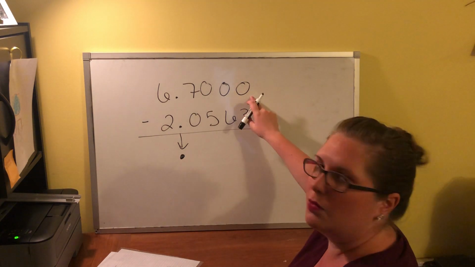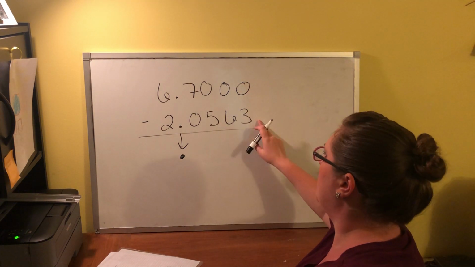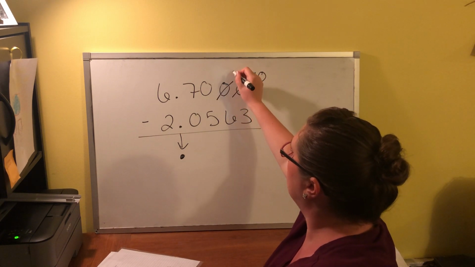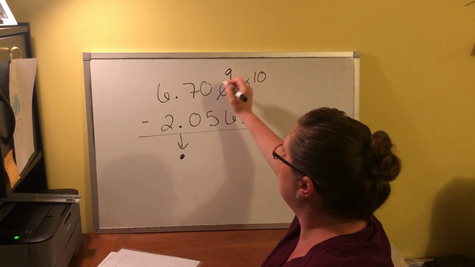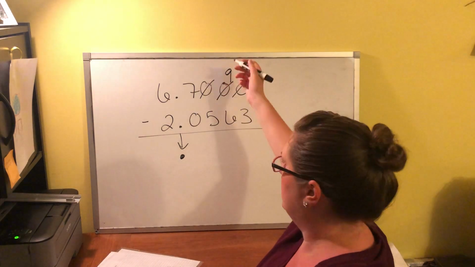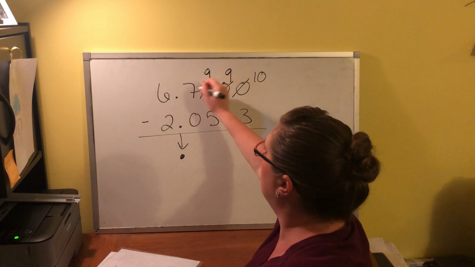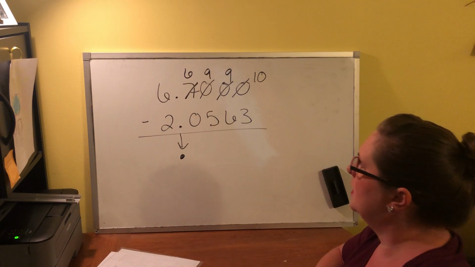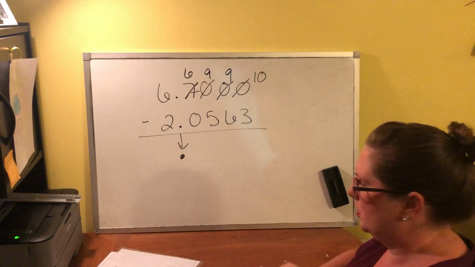So here, we know we would borrow. You can't do 0 minus 3. So this would become a 10. We know we'd have to borrow from this 0, but it's a 0, so it becomes a 9. We'd have to borrow from this 0. Once again, that becomes a 9. And the 7 becomes a 6. Okay? Now we're ready and set up to subtract.